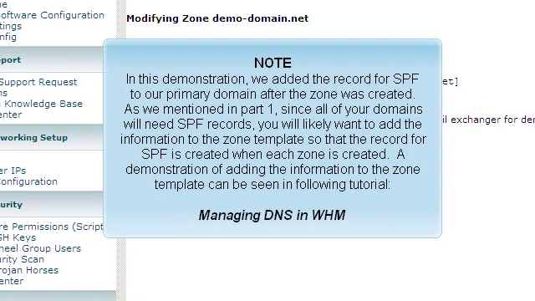In this demonstration, we added the record for SPF to our primary domain after the zone was created. As we mentioned in Part 1, since all of your domains will need SPF records, you will likely want to add the information to the zone template so that the record for SPF is created when each zone is created. A demonstration of adding the information to the zone template can be seen in the following tutorial, Managing DNS in WHM.